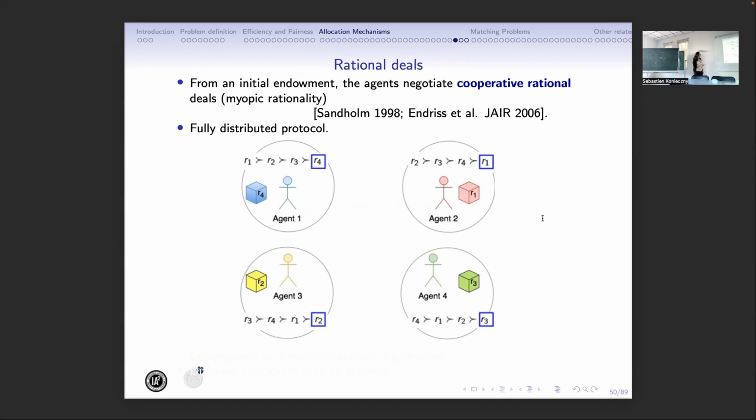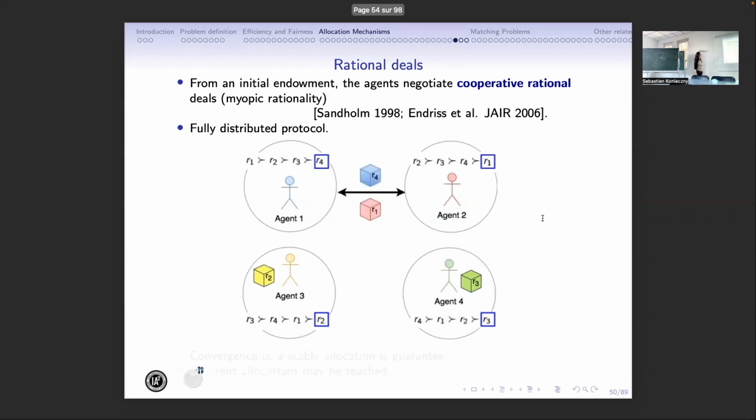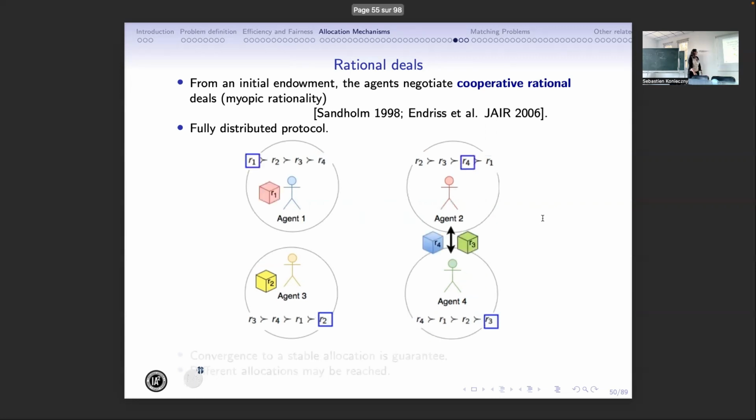So in this case, we have 4 agents with 4 resources. Initially, each agent has their worst resource, and we let the agents exchange resources. In this case, I assume that first agent 1 exchanges with agent 2, so they both improve their allocation. Then agent 2 exchanges with agent 4. They both make a rational deal.